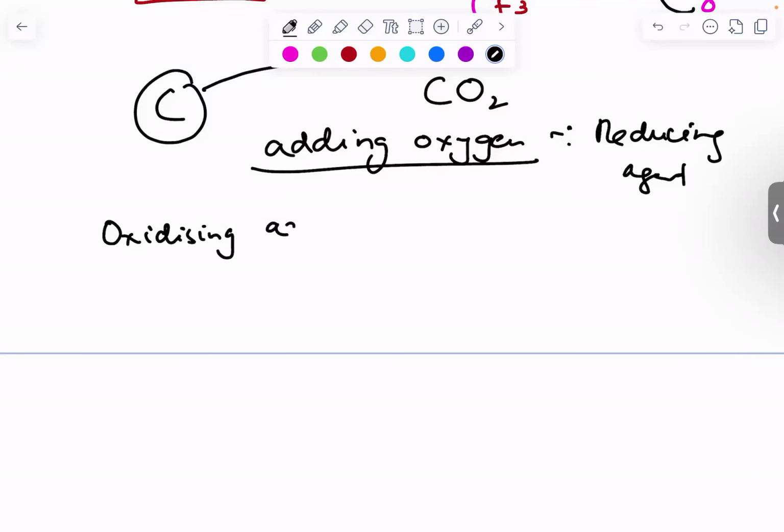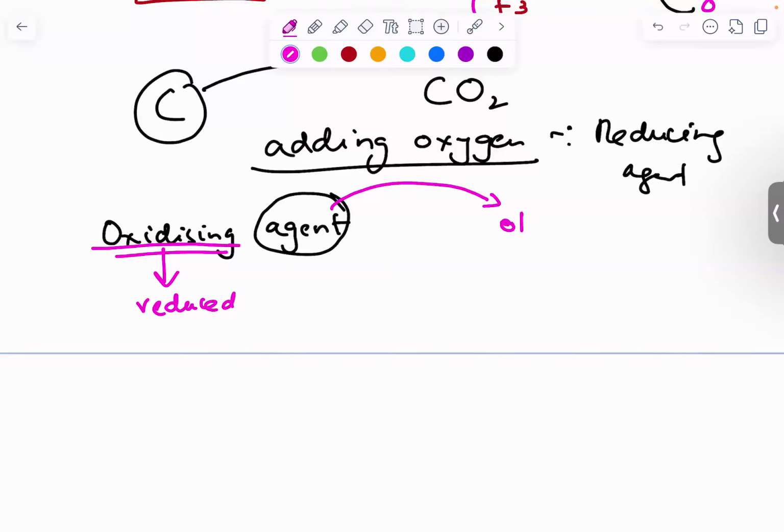Agent. This is the most important word. If it's an agent, it will never get oxidized, it will get reduced. And if it's an agent, it will ask the other species to get oxidized. Got my point?